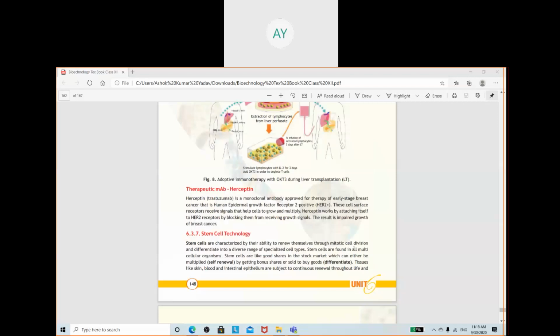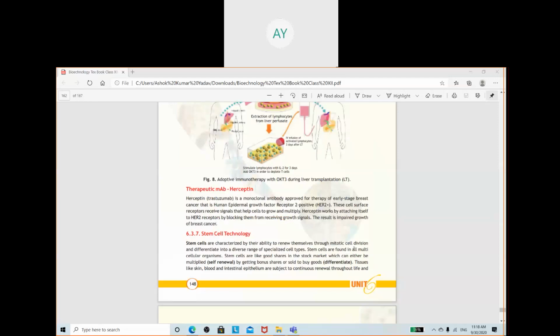Today I am going to discuss the application of monoclonal antibody. How can you get the monoclonal antibody? Through hybridoma technology. So today's topic is application of monoclonal antibody and stem cell technology. Now I am going to tell about the application of monoclonal antibody, that is the production of therapeutic antibody. You must listen. It must come in your exam.